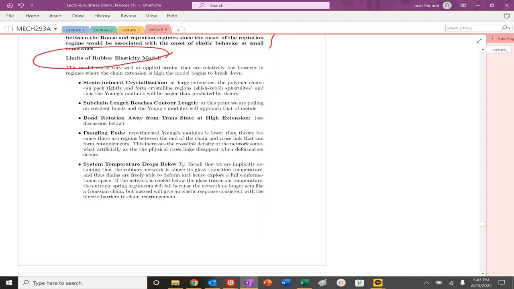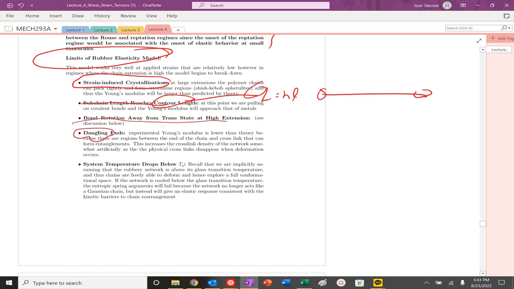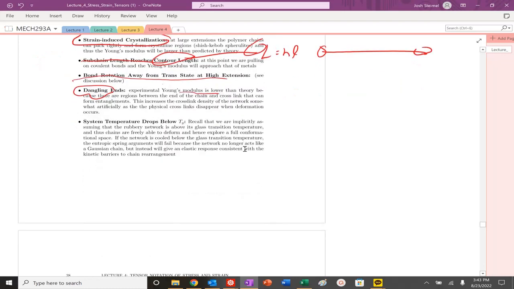So there are some limits to this model. There are cases of strain-induced crystallization, which happens quite a bit. If you pull long enough that your subchain is completely stretched out to reach the contour length, which is just the number of monomers times the length of that subunit, then this assumption breaks down. Bond rotation can rotate around. Dangling ends also matter: your Young's modulus may be lower because there are dangling ends in your network.